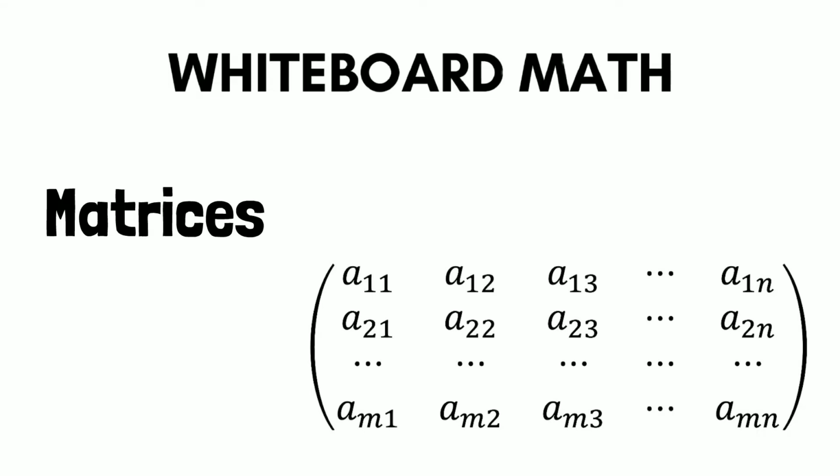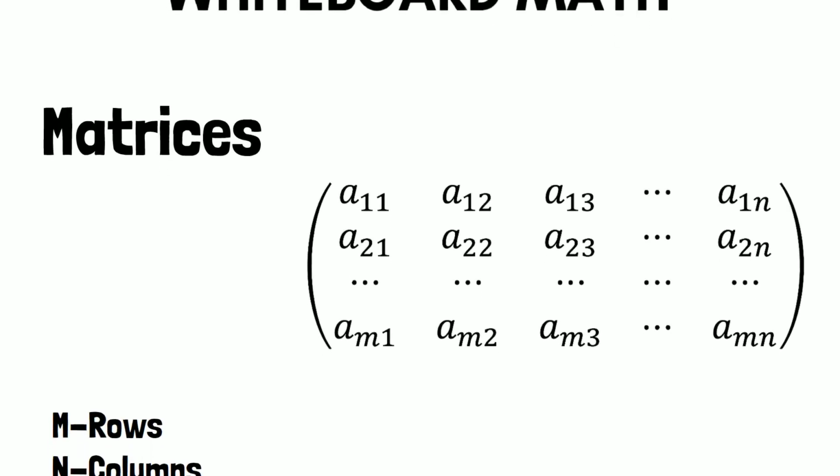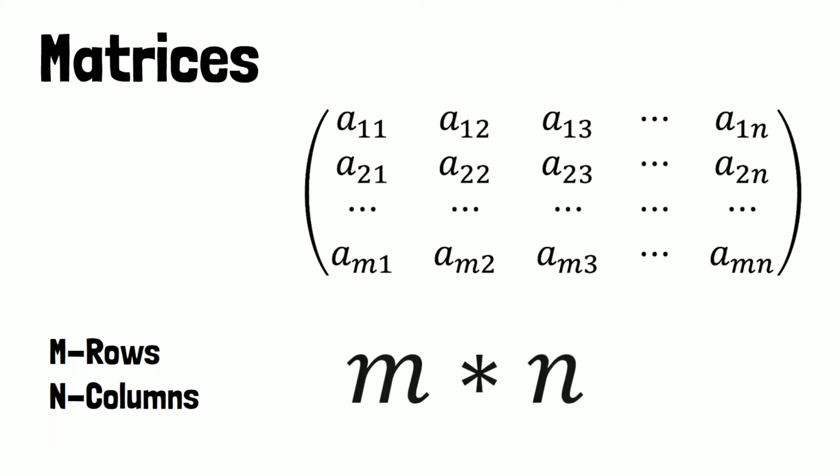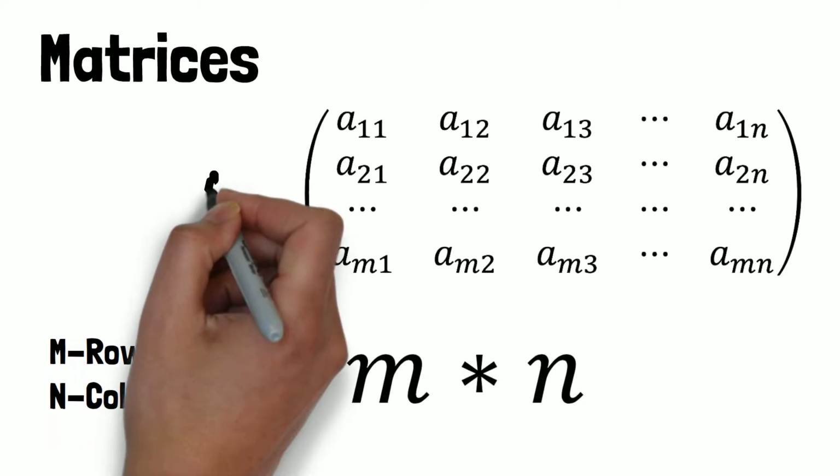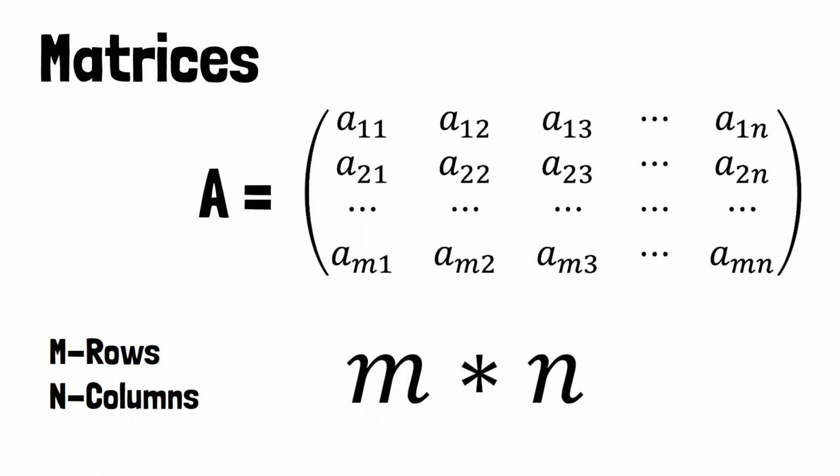A matrix is a rectangular mathematical entity consisting of numbers. There are m rows and n columns in the matrix, making it an m by n matrix. In mathematics, we write this as m times n matrix. The matrix is usually denoted by a letter, such as A. Considering this, we can have a look at the example on your screen.